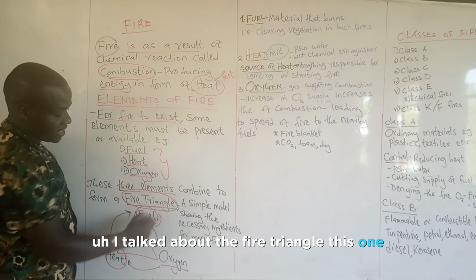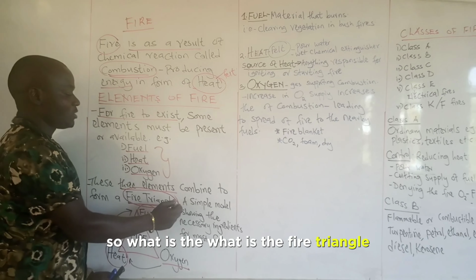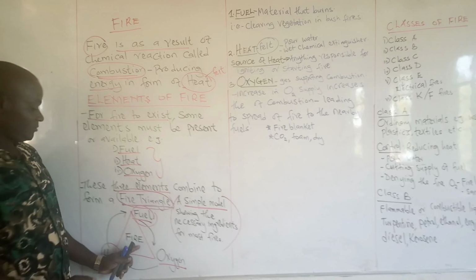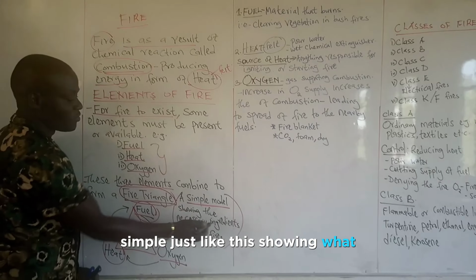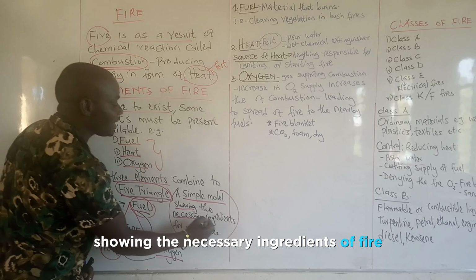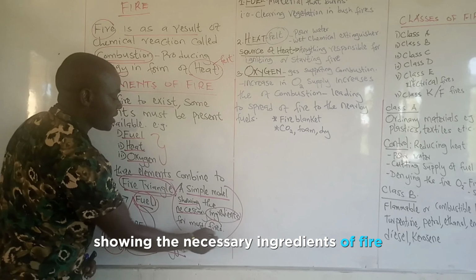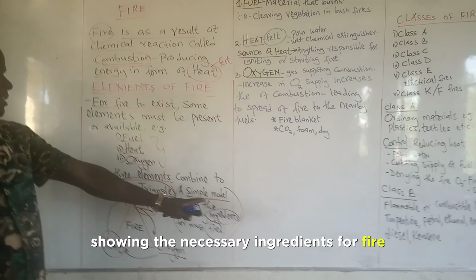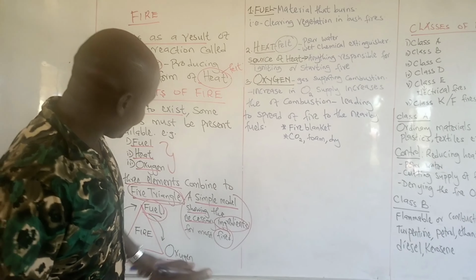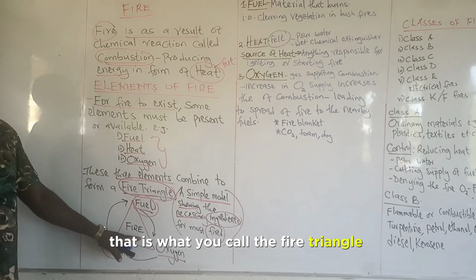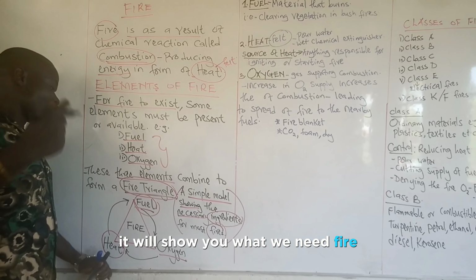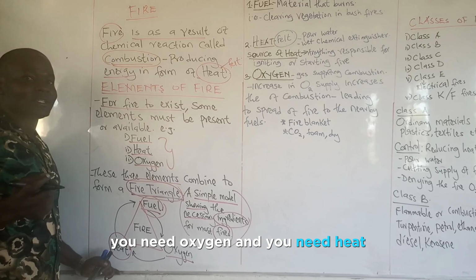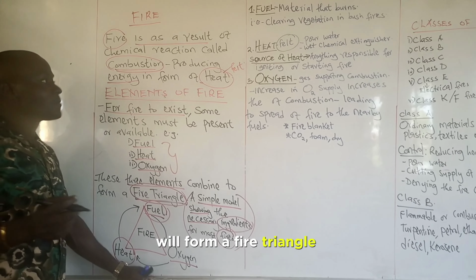I talked about the fire triangle. So what is a fire triangle? A fire triangle is a simple model showing the necessary ingredients for fire. That is what we call the fire triangle. It will show you what we need. For you to have fire, what do you need? You need fuel, you need oxygen, and you need heat to form a fire triangle.